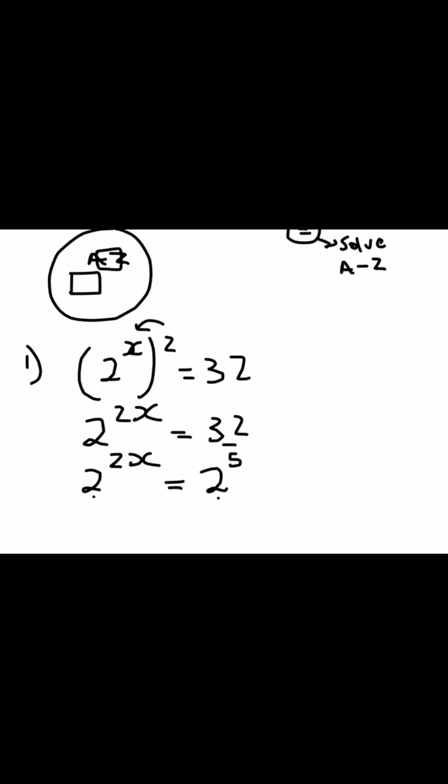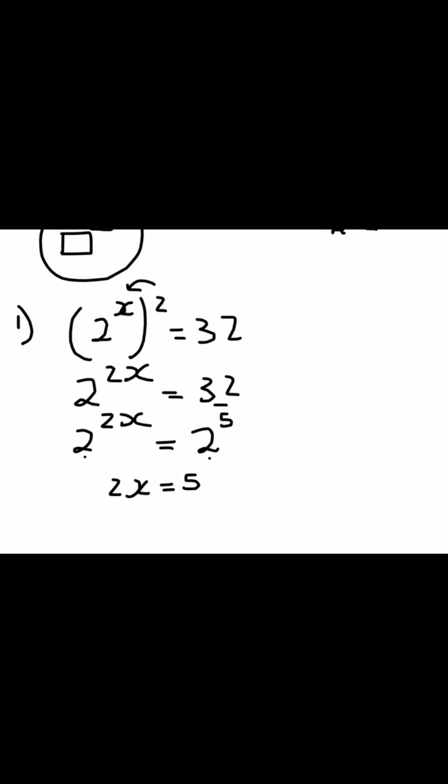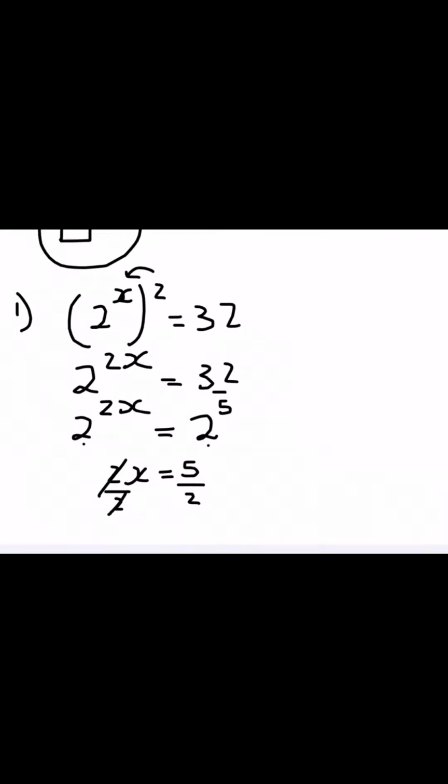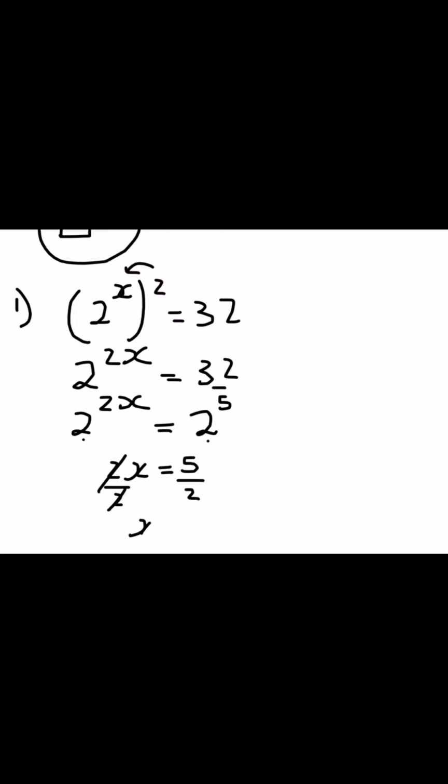So now that the bases are the same, they fall away. What do you do? You equate their exponents. So that means you end up having 2x equals 5, and you divide by that 2. Why? Because it has to cancel. Whatever you do on the left, you do on the right. So you divide by that 2 so that it cancels completely. Then now you see you have letter equals a number.